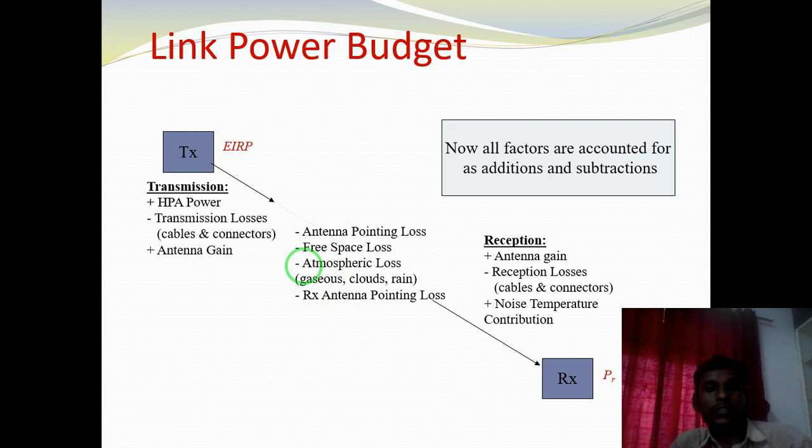There are also pointing losses. Pointing loss means we have to ensure that the transmitter and receiver antennas are facing the same direction. If there is some misalignment on either the transmitter side or the receiver side, again there will be some losses. So if you want to design a power budget value, we have to think about these parameters: losses on the transmitter side, losses on the receiver side, and the medium losses. Okay. Thank you, students.